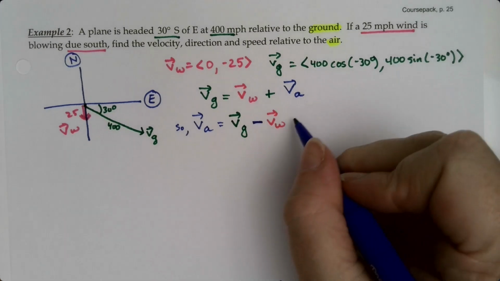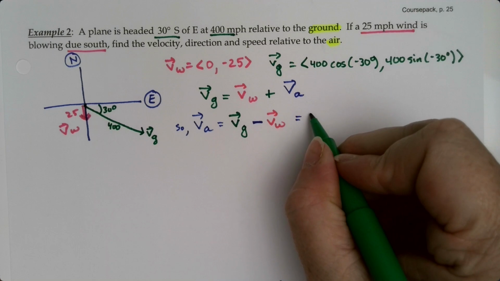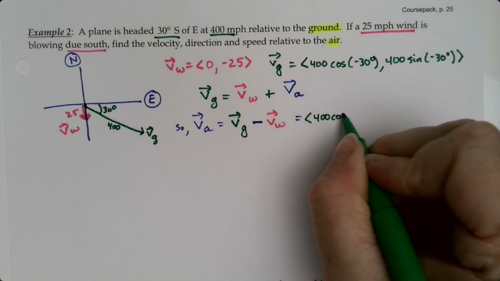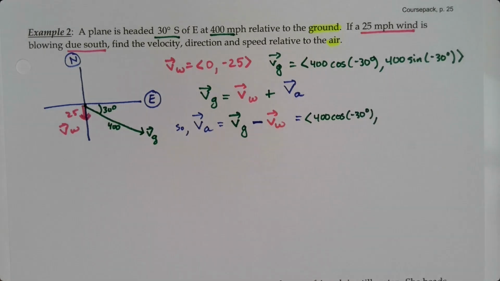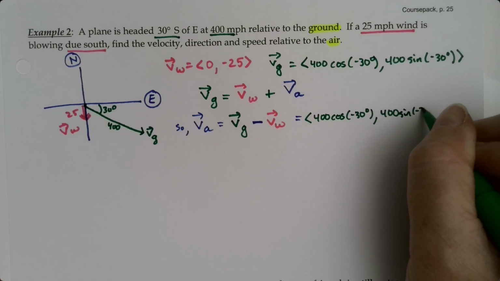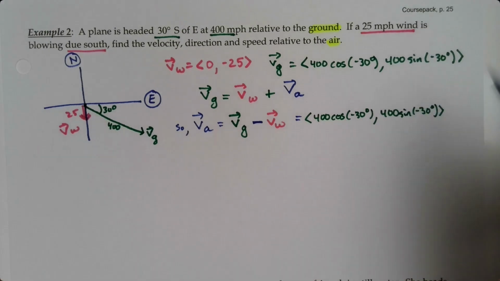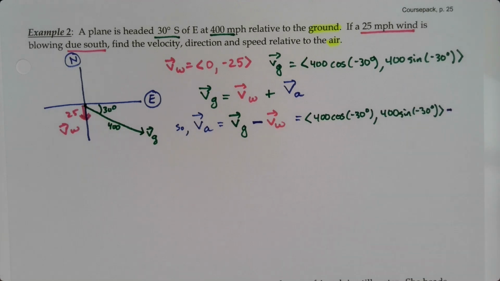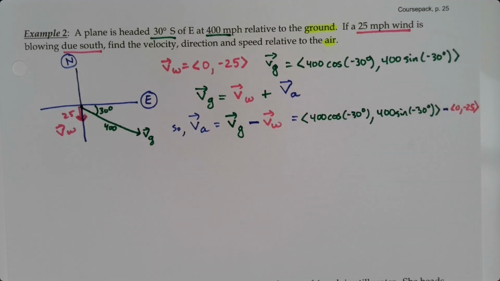Okay, so that would be, let's see, velocity with respect to the ground. So that would be 400 cosine of negative 30 degrees, well, let me draw it this way. 400 sine of negative 30 degrees minus 0, negative 25. Let's see if I can fit it in there. There we go. Just managed it.